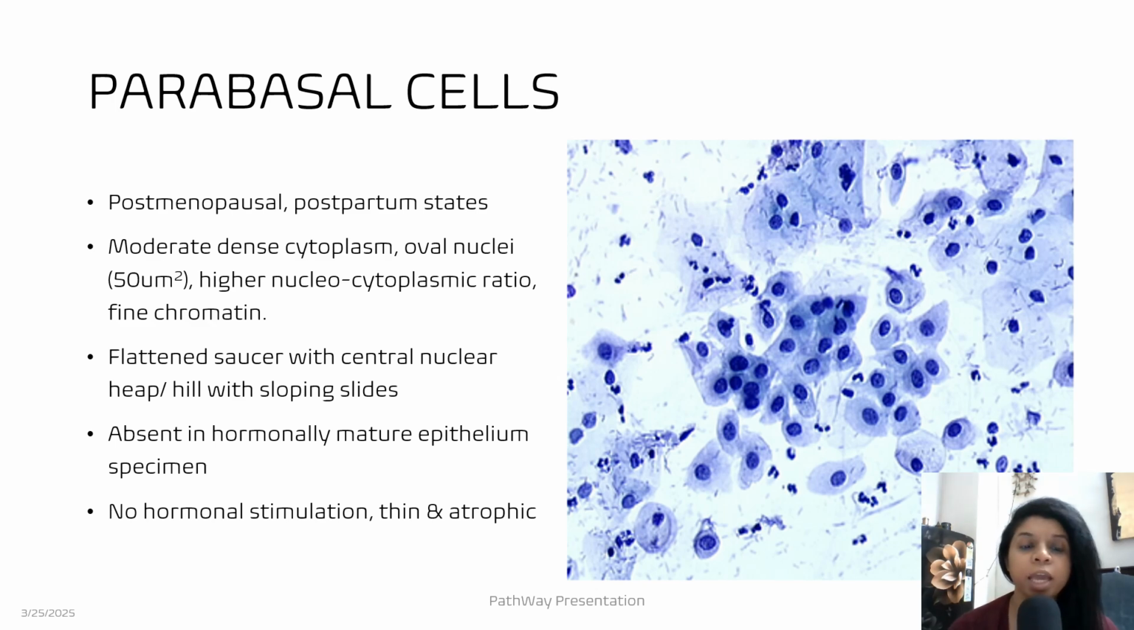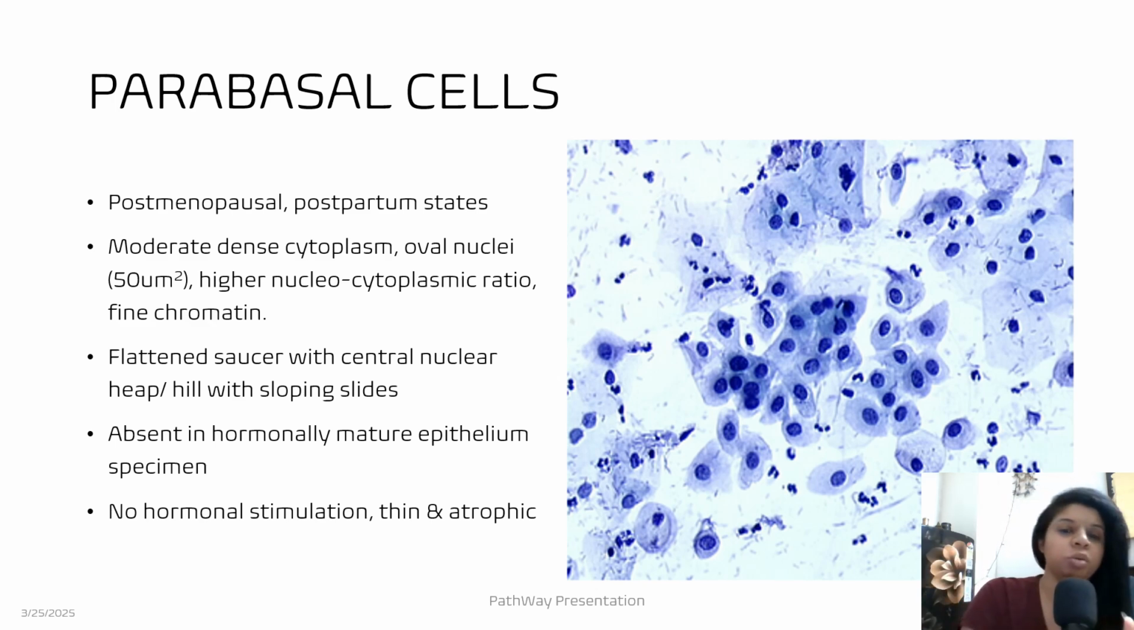They are absent in a hormonally mature epithelial specimen. What that means is that in a menstruating female, when it is hormonally mature, that is when there is estrogen and progesterone production, you should usually see no parabasal cells or very few.